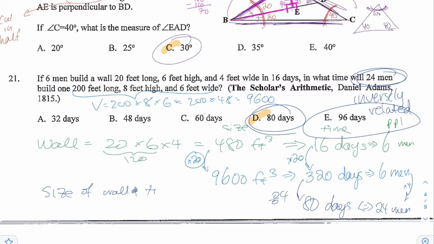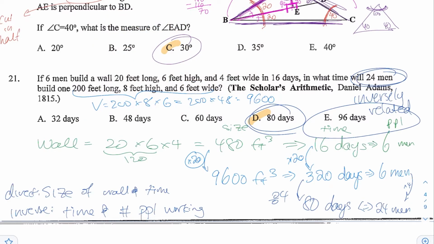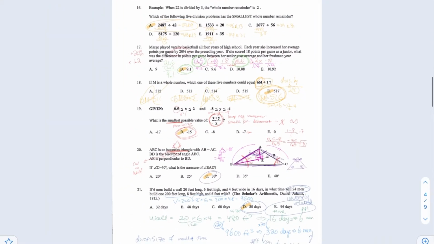and time are direct, but there's an inverse relationship between the time and number of people working. The more people you have working, the less time it takes. So you can only change 2 variables at a time. So if it's direct, multiply both sides by the same number. If it's inverse, you multiply one side and then you divide the other side because it's an inverse relationship. Okay, and here is the summary for this page.